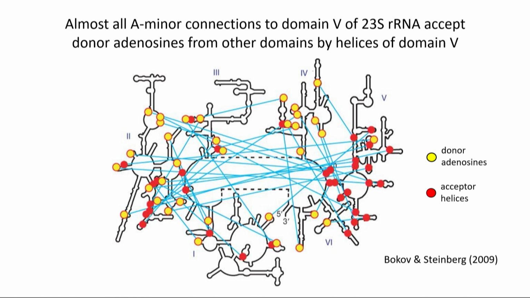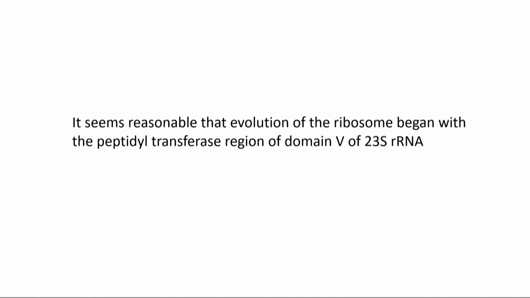And that's shown here. In red are the acceptor helices, and the yellow dots show donor adenosines. And you see in domain 5, which is on the far right, that nearly all of the interactions are made by donors from domains 1, 2, 3, 4, and 6 to helical acceptors in domain 5. So that very strongly suggests that you started with domain 5 and you added the other domains to it over molecular evolution. So it seems reasonable that evolution of the ribosome began with the catalytic domain.